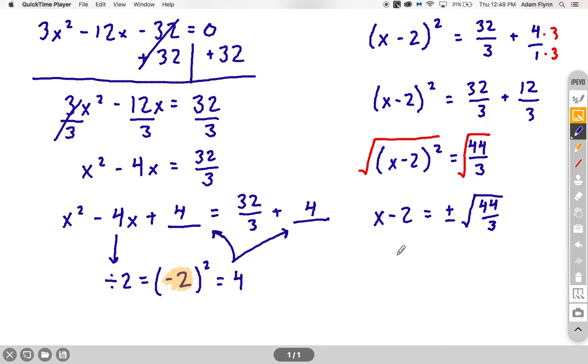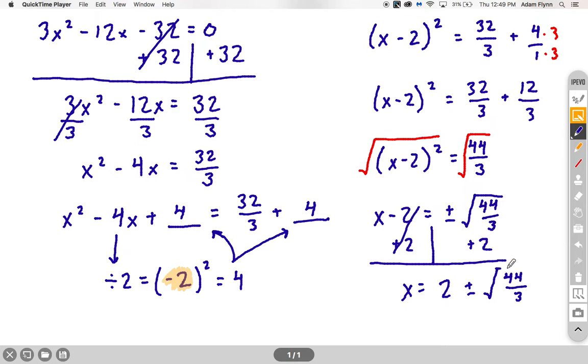All right, so now our last step, we will add 2 to both sides. When we do that, the 2's cancel, so we get x equals positive 2 plus or minus the square root of 44 over 3. Okay, so I think a lot of you had this answer right here. If you did your steps correctly, you should get x equals 2 plus or minus the square root of 44 over 3. But if you look at your answer key, you don't exactly get that.